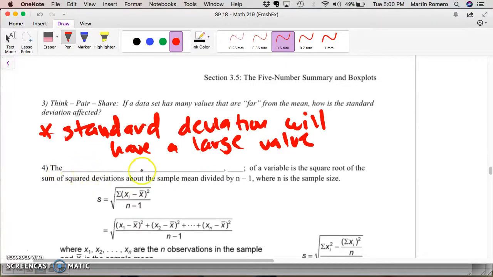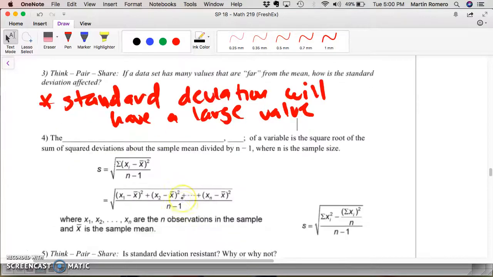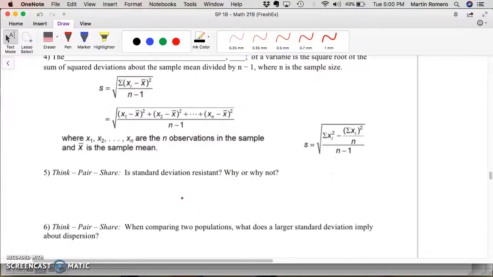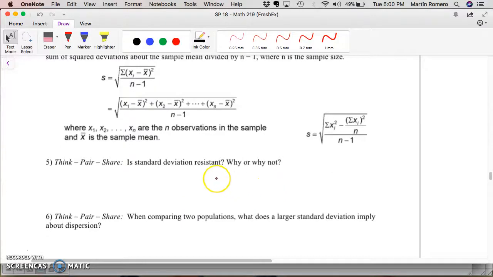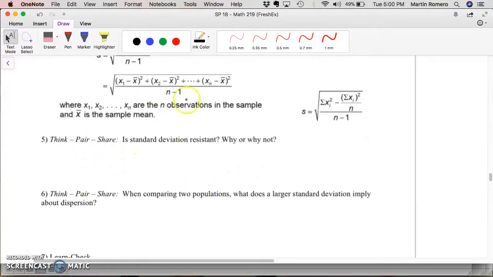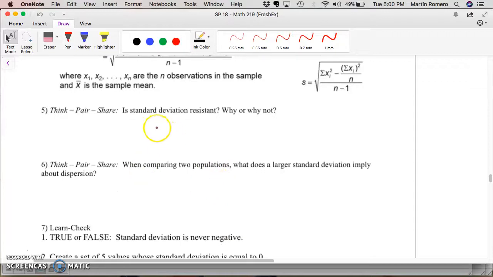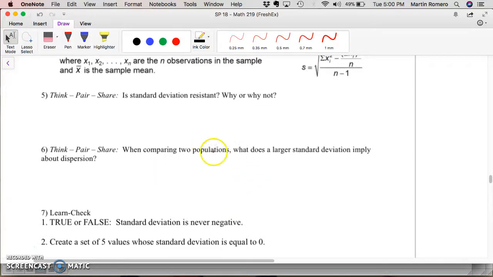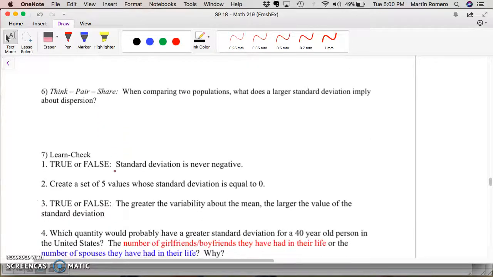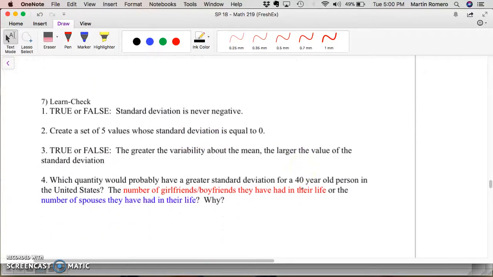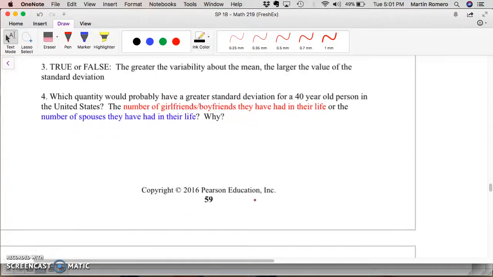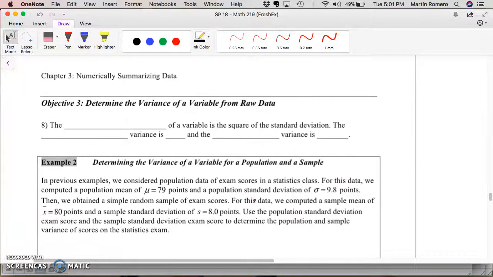Okay. The next one is for the sample standard deviation, and again, a complicated formula. Make sure you look at it in the book for that. There are some questions here that, once you get that out, we can talk about in class. Is the standard deviation resistant? We'll talk about that, comparing it to the mean and median, and that conversation from 3.1. And when comparing two populations, what does a larger standard deviation imply about dispersion? Hopefully you can answer that. Try to answer these questions, read the book, so we can get a head start, and we'll have the conversation. So that's what I want you to do for 3.2.